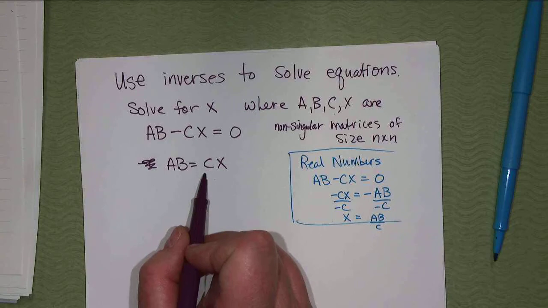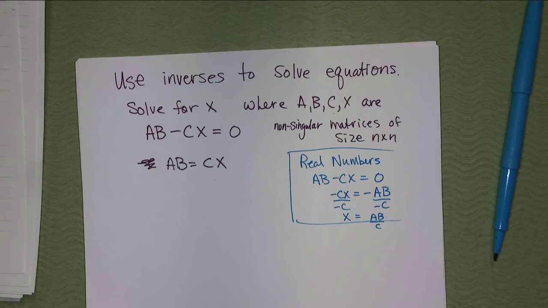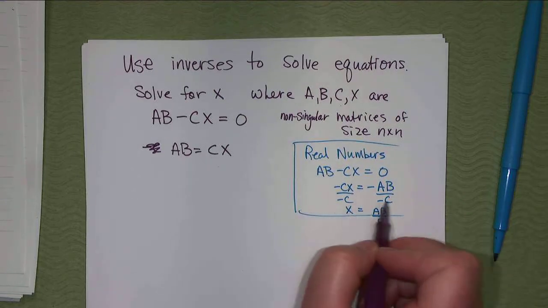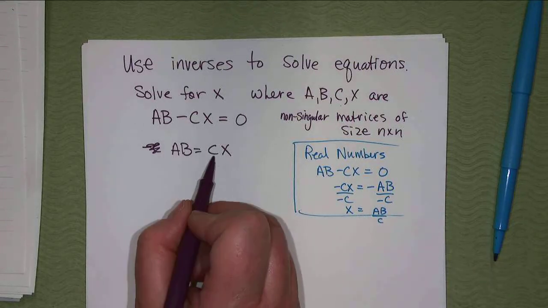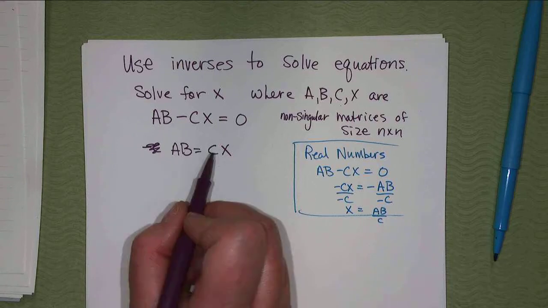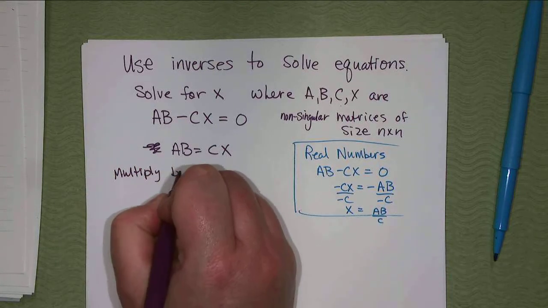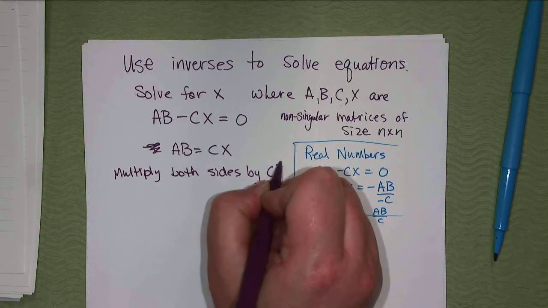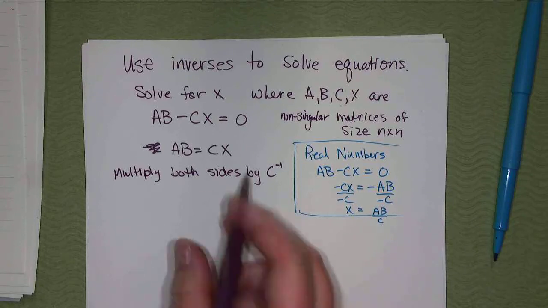Now, normally I would divide by c, but we can't. So how to get rid of a c is to multiply by the inverse of c. So if we wanted to divide by c here, we do it to both sides. If we want to get rid of c here, we have to multiply by the inverse on both sides. So we're going to multiply both sides by c inverse. Now, where you put the c inverse matters. This is wrong.